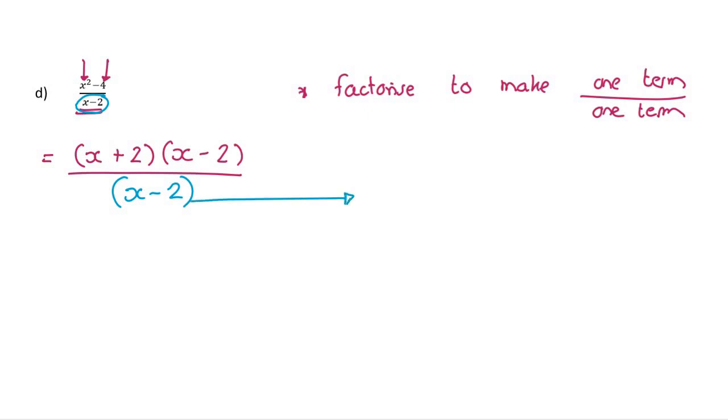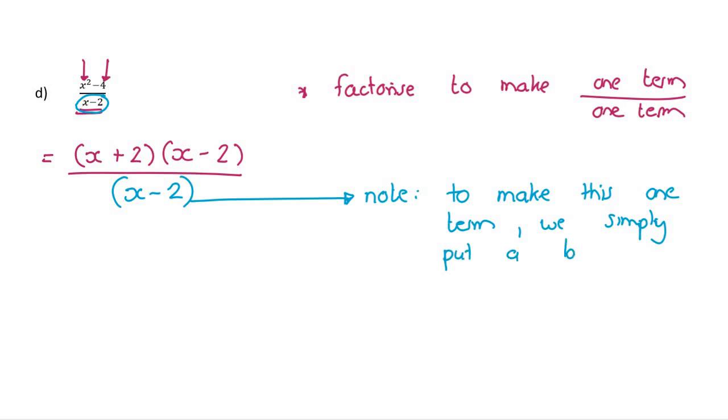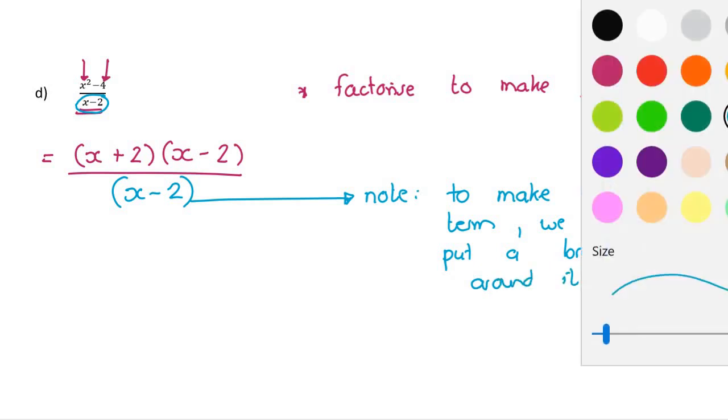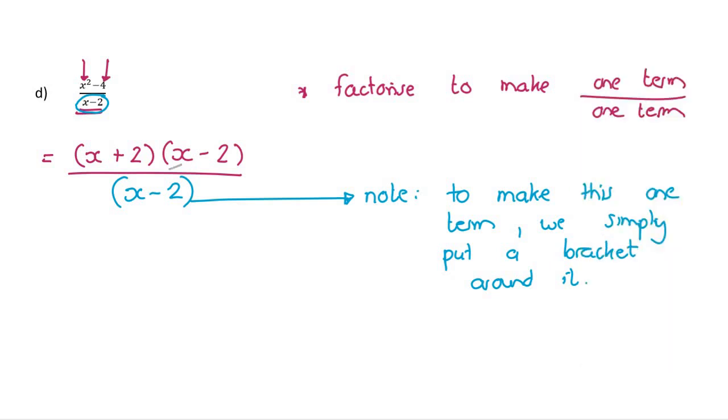I'm just going to write myself a note here. Note, to make this 1 term, I simply put a bracket around this. This is only because it didn't factorize. It's only when I'm desperate that I do this. So to make this 1 term, we simply put a bracket around it. Why did that work in this particular example? Because if you look at this question, there is another x minus 2. So only when I'm desperate do I put a bracket around it and go, oh my word, wonderful. An entire bracket can cancel with an entire bracket.